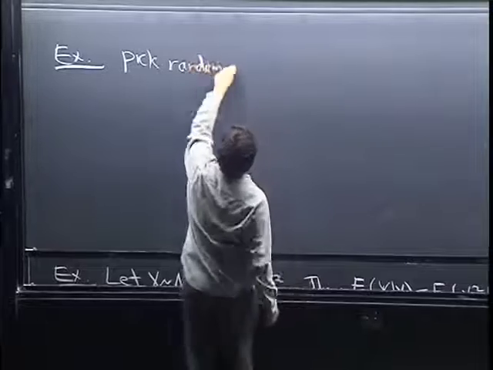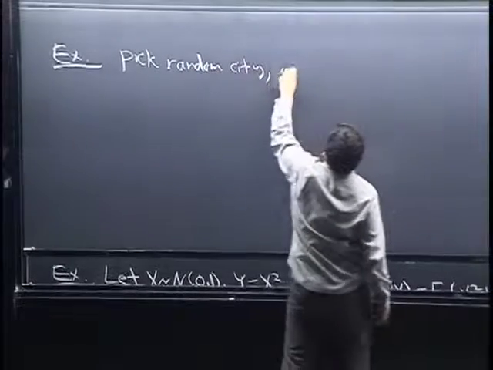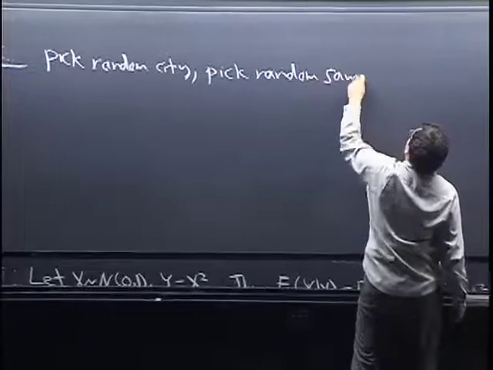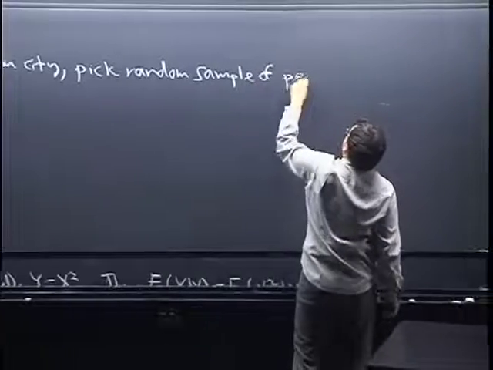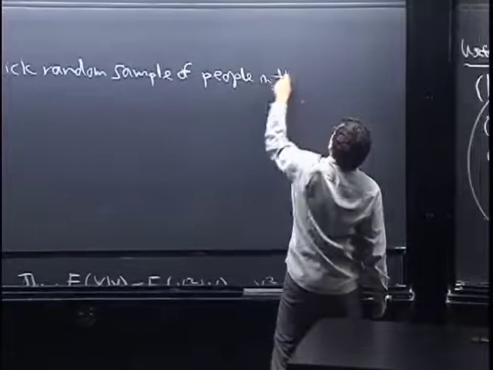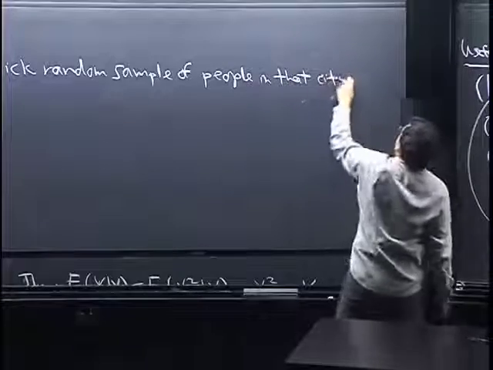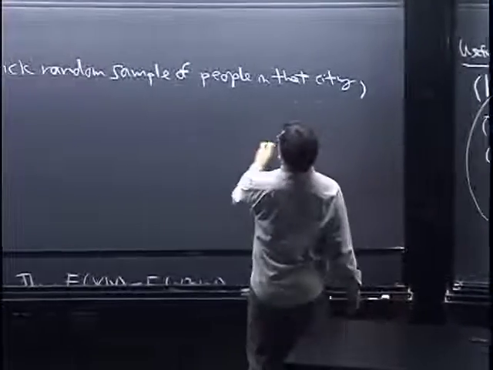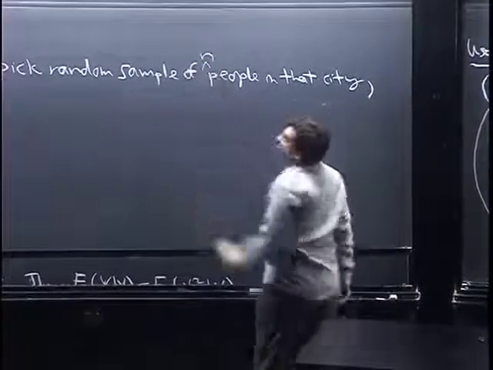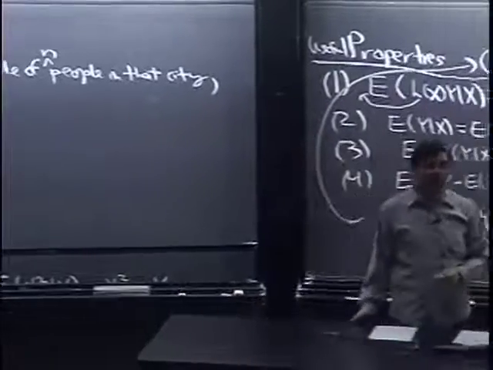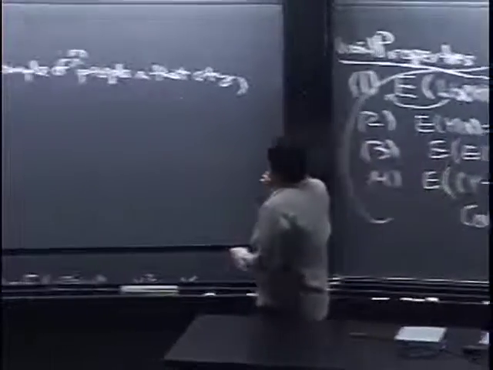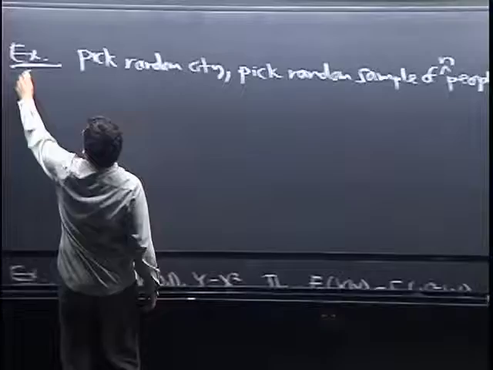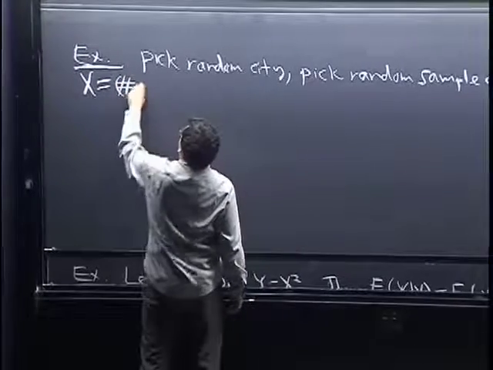in some state, and then pick a random sample of people in that city, and then you test each of those people for the disease that you're studying. Let's say this is a random sample consisting of n people. So n is our sample size, which we treat as fixed. Okay, so pick a random city, then go to the city, get n people, test them all for the disease, and let x equal the number of people with the disease in the sample.